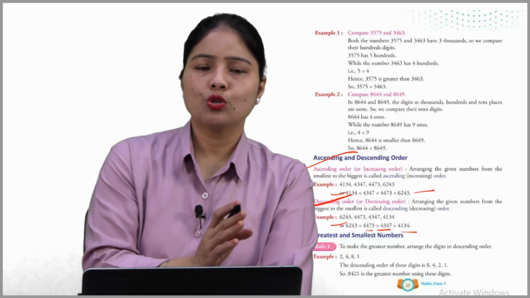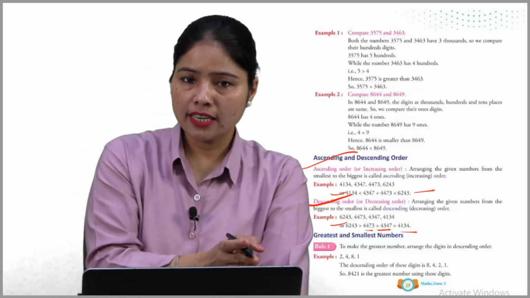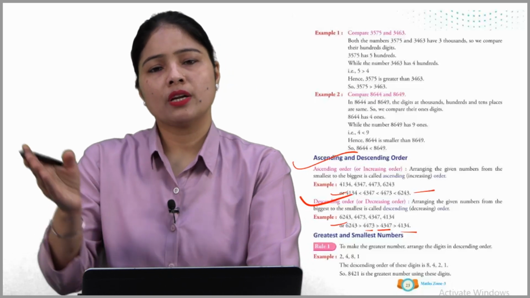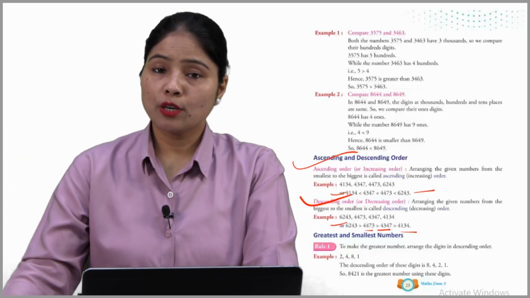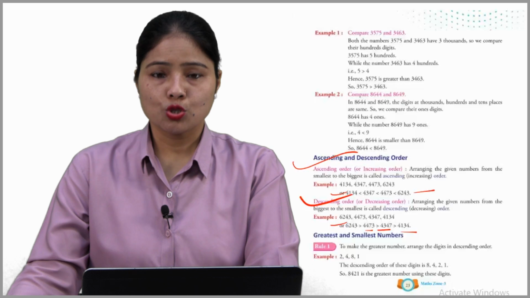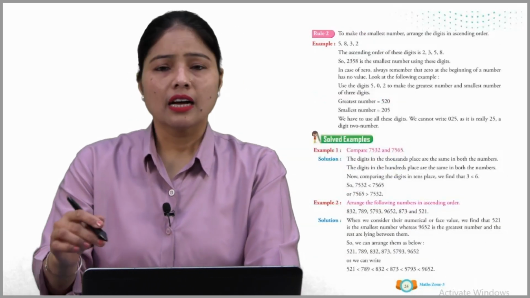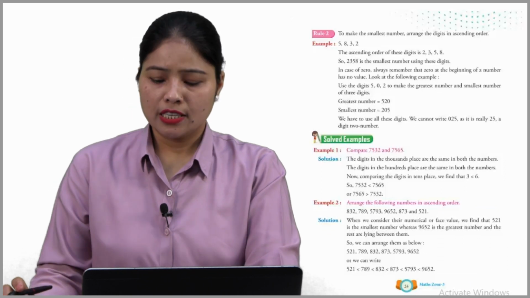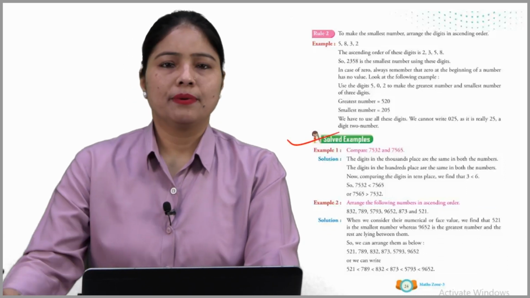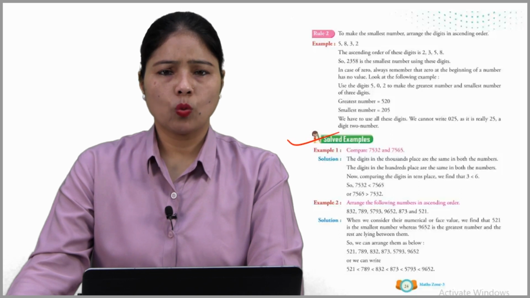So this is how you have to find out the greater number first, then smaller and then the smallest number. So I hope you understood the concept. So these are the other examples. You have to find out the other one yourselves. Okay. Now solved example. Example number 1.